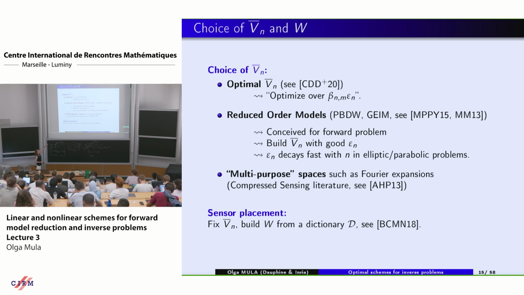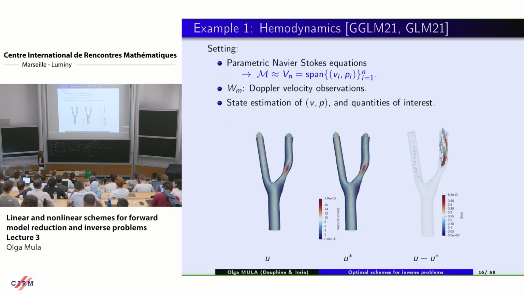One can ask, of course, the complementary question, which is, if now I fix my Vn, what is the best placement of my sensors that is going to give me also the best reconstruction? One can also ask oneself this kind of questions, but I am not going to show results on this. Let me show you how this works in a concrete example.